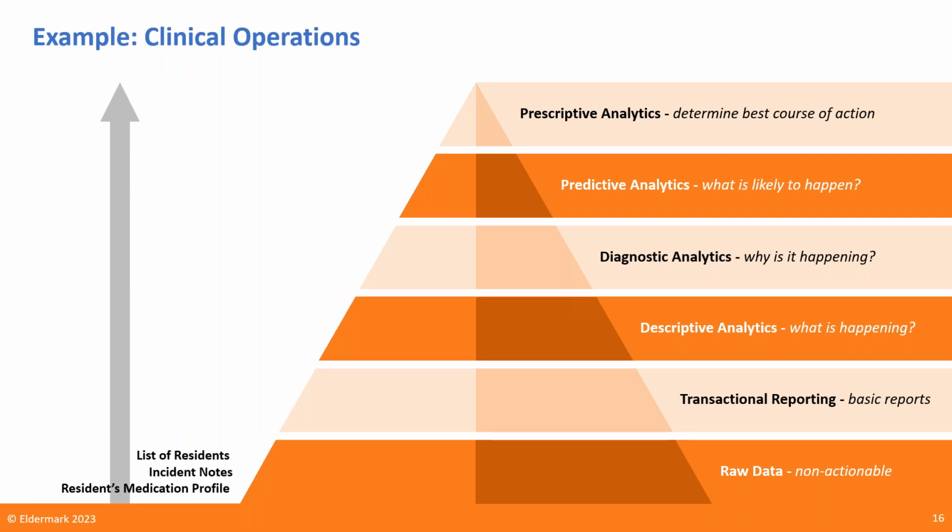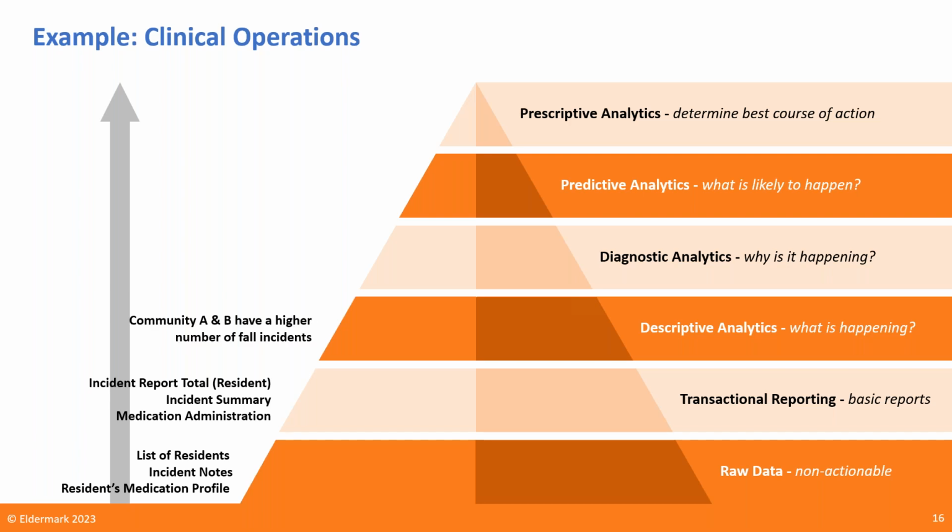Starting with raw data, we'll start with a list of residents, incident notes, and residents' medication profile. These are just helpful lists of information or raw data. In our dashboards, we can take some of this and make a little bit more sense out of it through incident report totals, a summary of incidents, and records of medication administration patterns. We can take that data, push it into ElderSmarts, and now we can see more about what's happening.